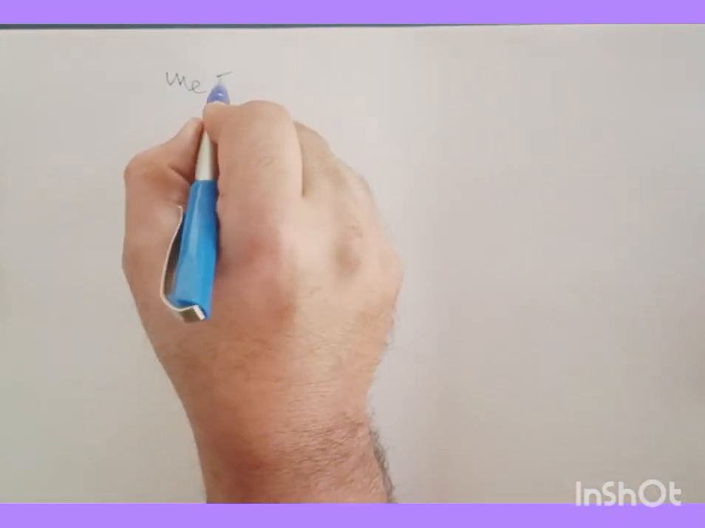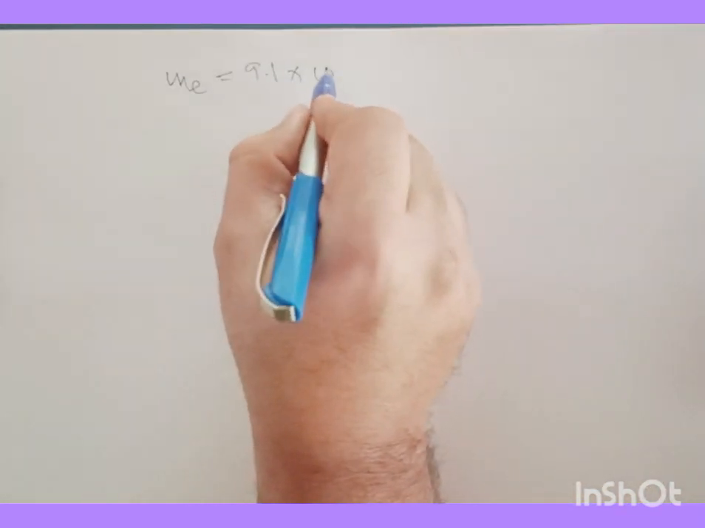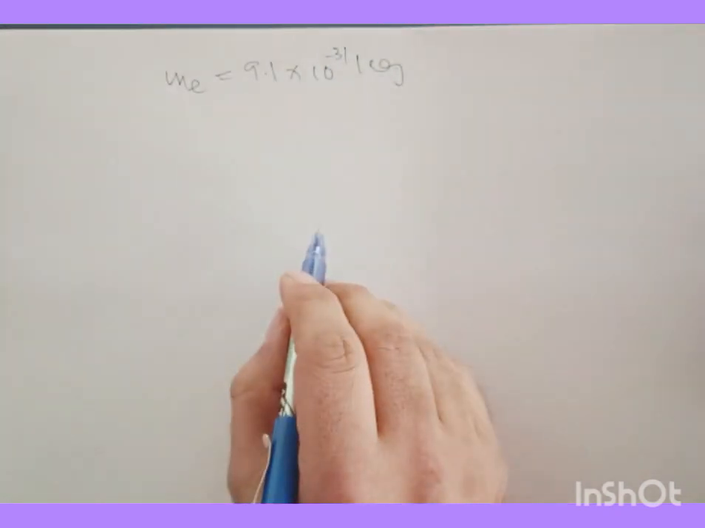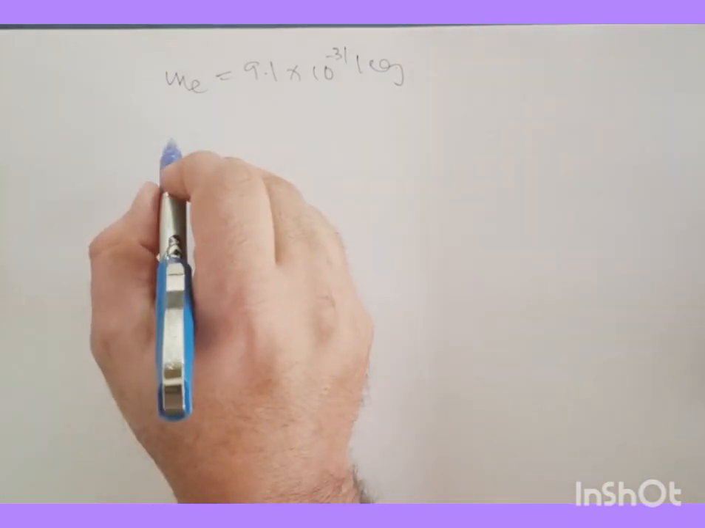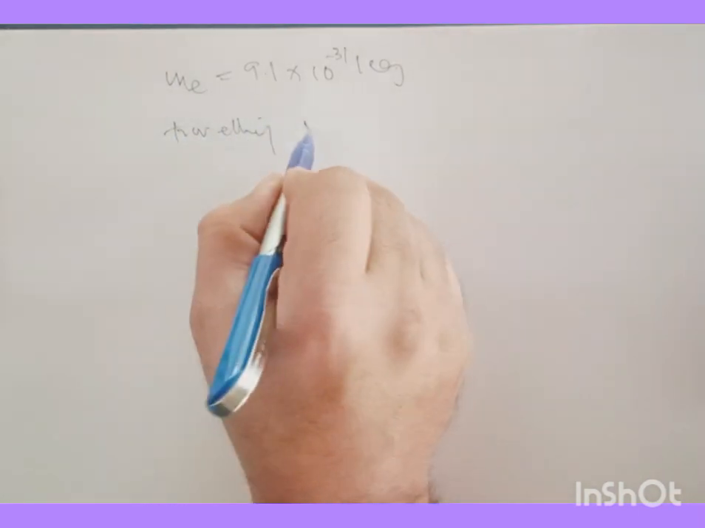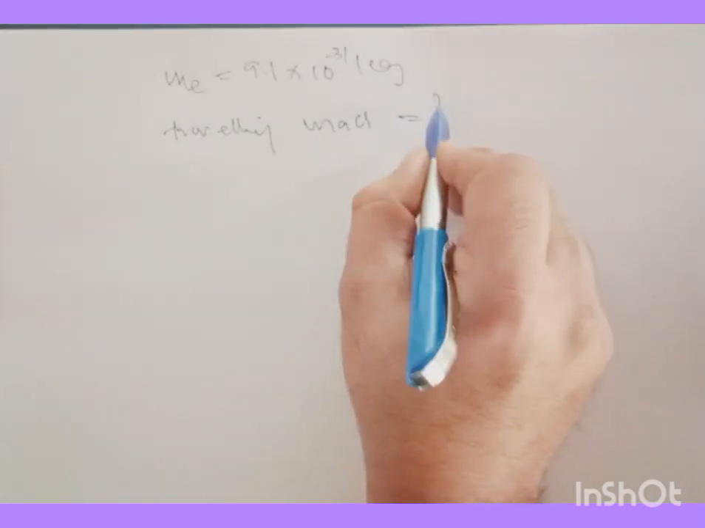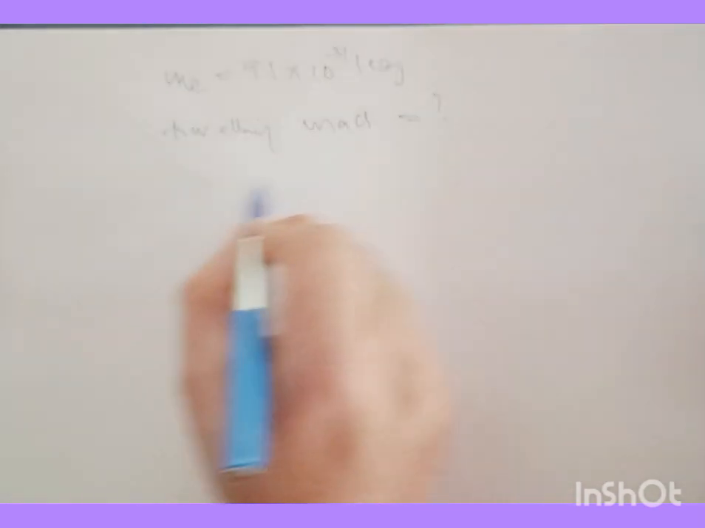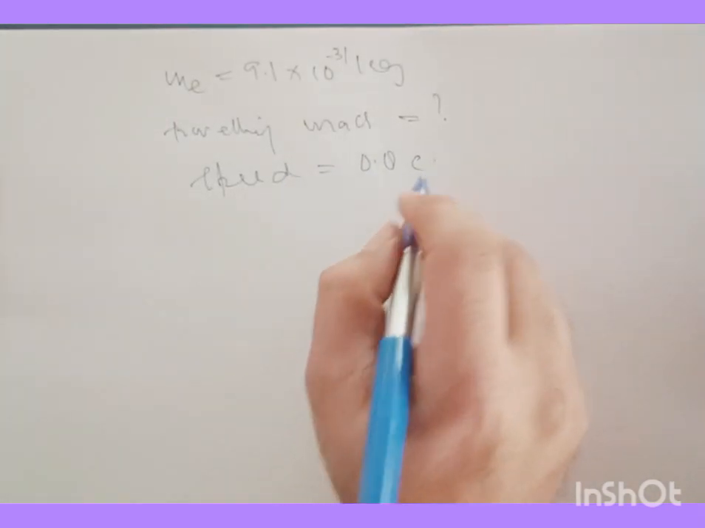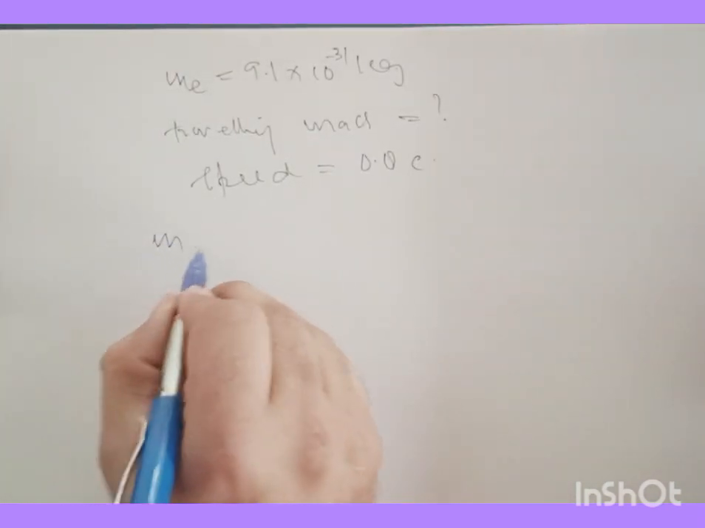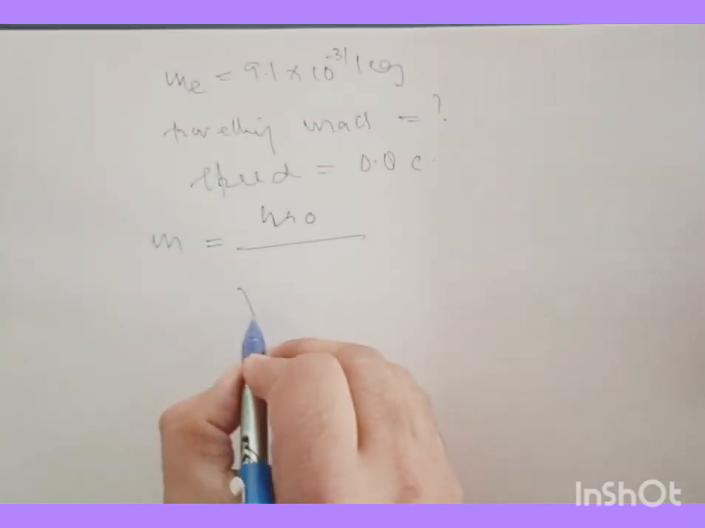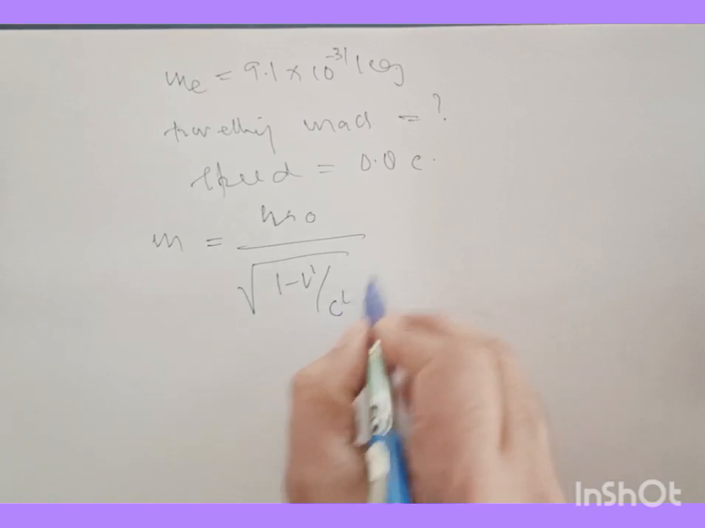Now, for the sake of argument, take a small example at this point of time. Say I have an electron, the rest mass of the electron is 9.1 into 10 to the power of minus 31 kilograms. And I would like to calculate its traveling mass. This electron is moving with a speed equal to, say, 0.8 c. And we can calculate the relativistic mass for this electron. That will be m naught by under root of 1 minus v square by c square.